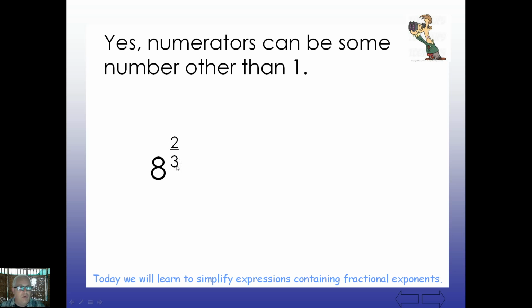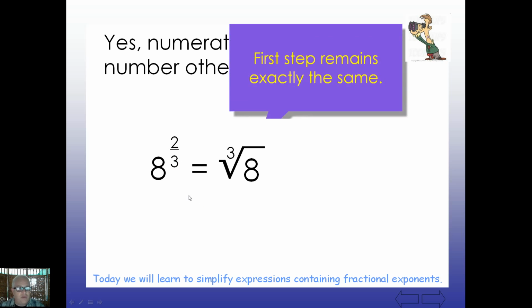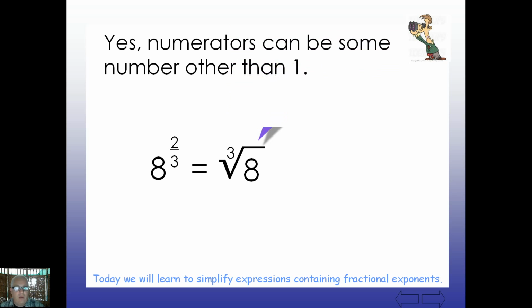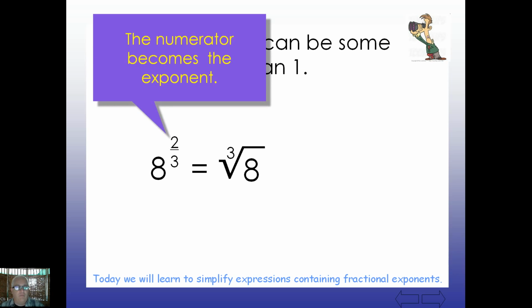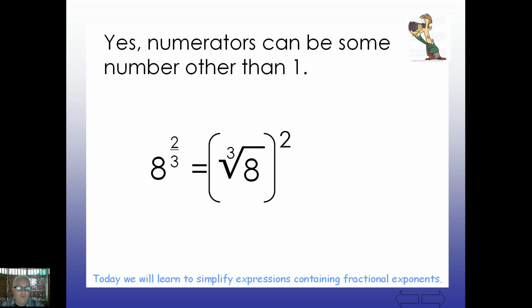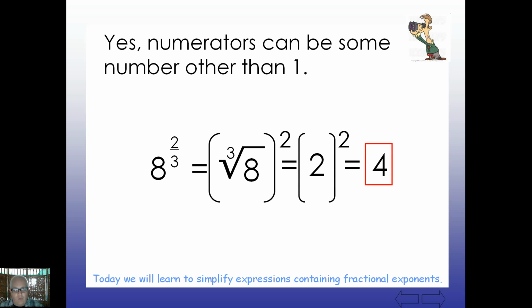The cube root here of 8 happens to be, I think you already know the answer to that. The first step is going to remain exactly the same, the cube root of 8. But now what's our exponent up there? This exponent is not going to be a 1, it's now going to be a 2. So now what is the cube root of 8? Well, the cube root of 8, of course, is 2. And then what is 2 to the 2nd power? In this case, 4. That is our final solution there.